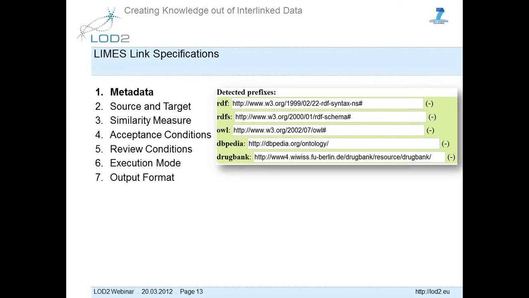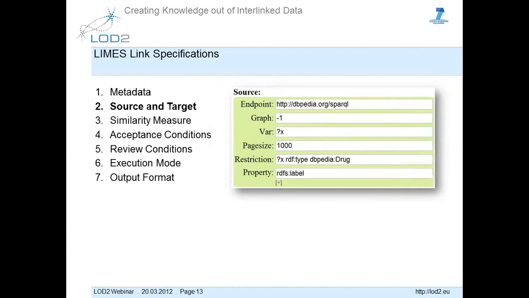All right, so I've been speaking about link specifications. What are those and what do they look like in LIMES? Now, a link specification in LIMES is composed of 7 main parts. The first part is the so-called metadata. That is nothing else than defining the prefixes that one needs for running the LIMES specification. This is what a typical set of prefixes would look like. You would have RDF, RDFS, or DBpedia, dropbank, and the like. And all you need to basically say is which namespace is labeled by dropbank, for example, if you're using dropbank in your specification.